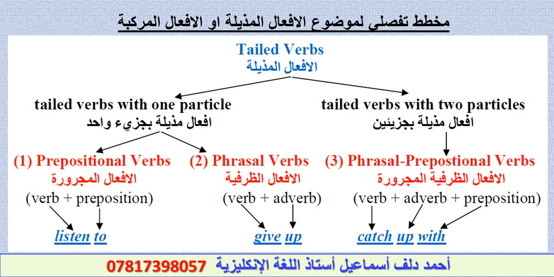فنلاحظ الفعل بجزيئان. الجزيء الأول مثل ما قلنا دائما ظرف، وهنا عندنا up. والجزيء الثاني دائما حرف جر، وهنا عندنا with.